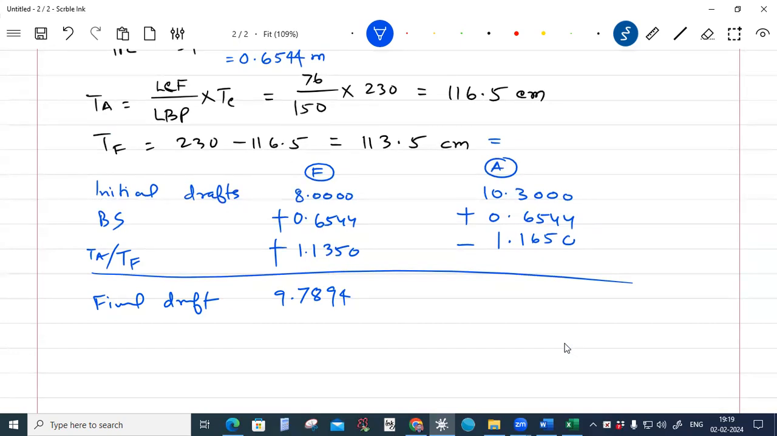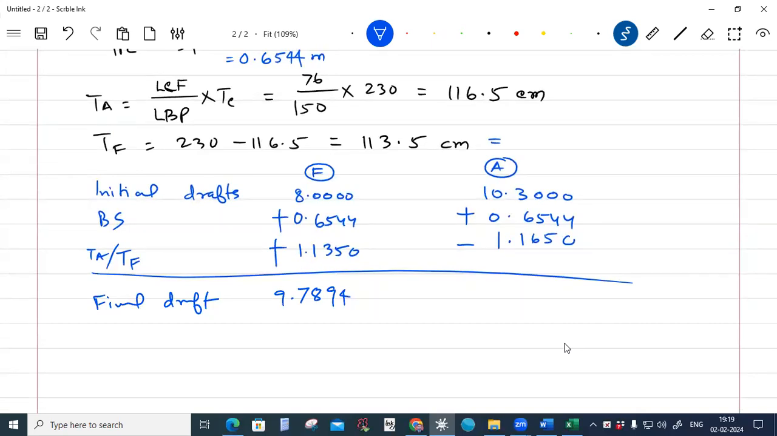And how much did the half draft become? 10.3 plus 0.6544 minus 1.1650, head trim came? 9.798, 9.78.